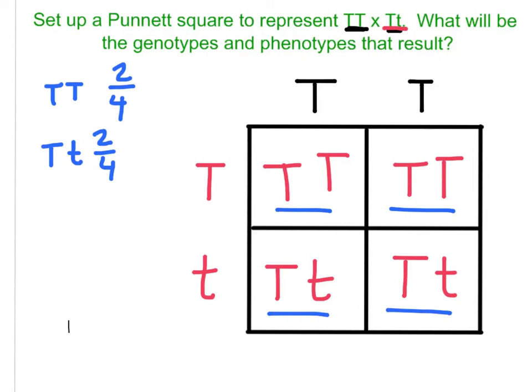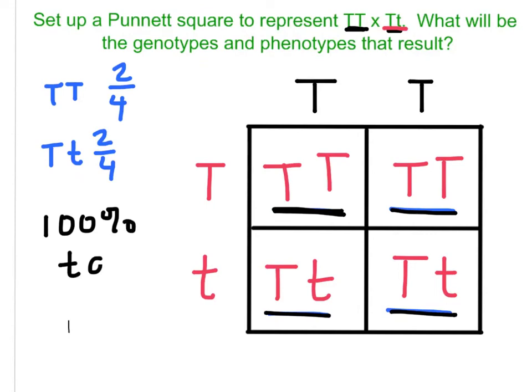Let's look at the phenotypes. If we look at this, this will be tall, tall, tall, and tall. I have 100% tall for my phenotypes.